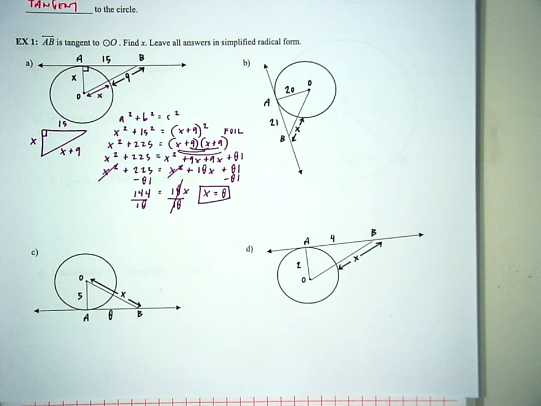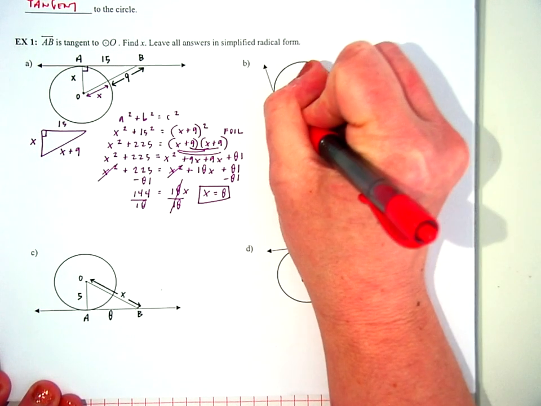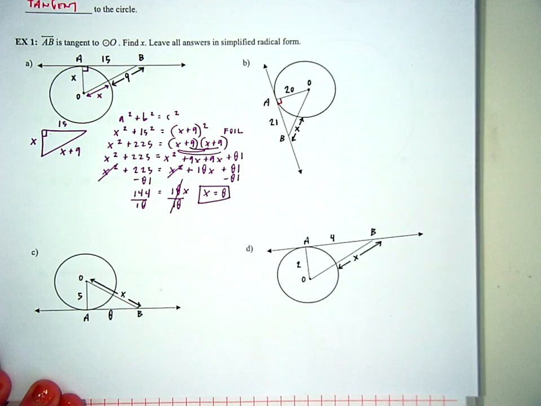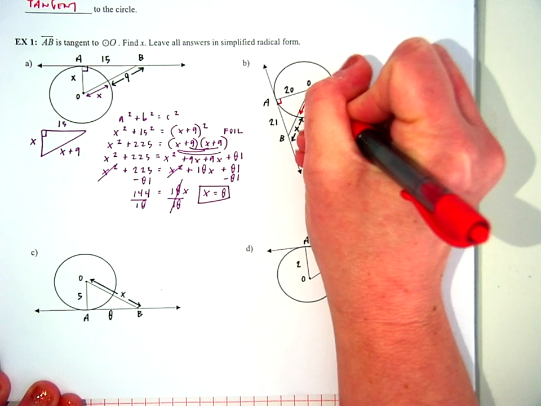Okay, next up, here's another variation of the skill. So again, I'm able to see that I have a right triangle, right? Because I have a tangent line and a radius. They are perpendicular right there where it connects at that point of tangency. I can see that a radius here is 20, so here is another radius right here. That has to be 20 as well.